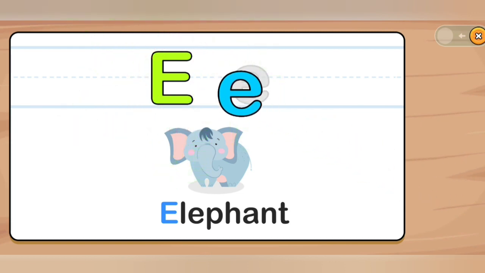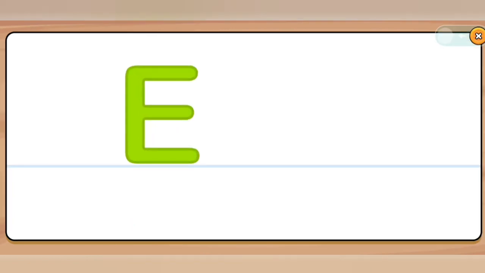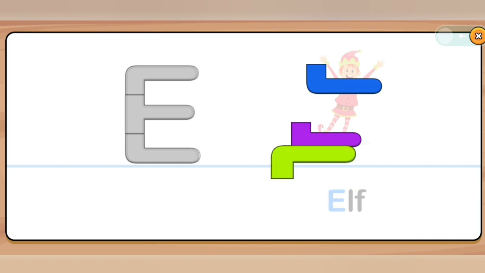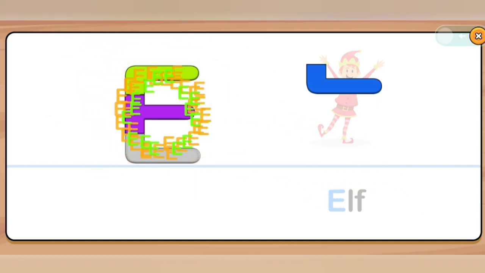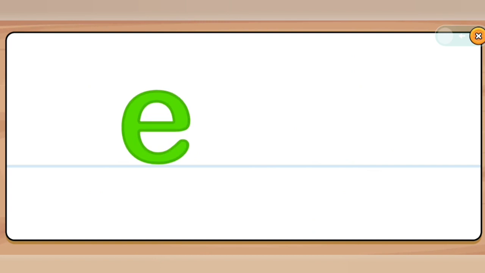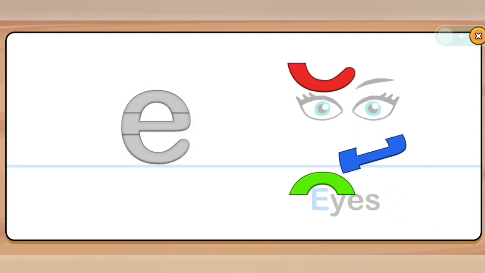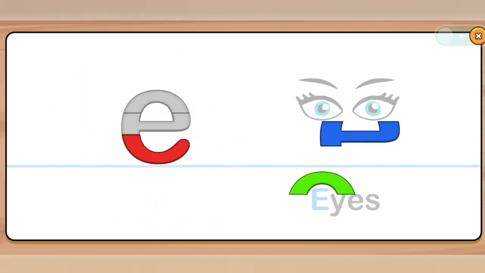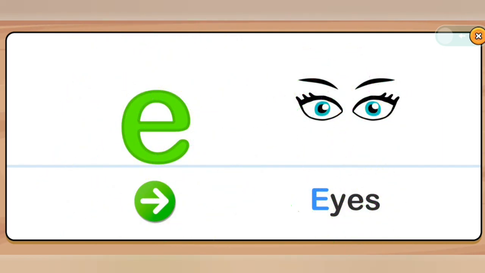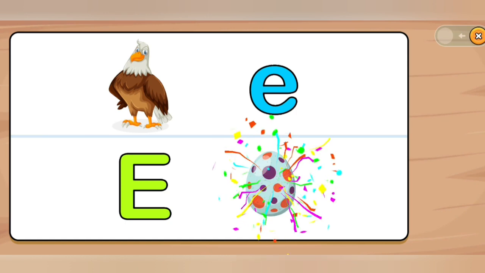E. Great. E is for elf. Nice. Well done. Smart. E. E is for eyes. Nice. Well done. E. E is for eagle and for egg.